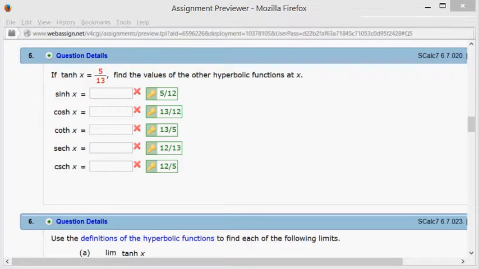Alright, let's look at homework 6.7, problem number 5. Right, so we have the value of the hyperbolic tangent of x given, and we have to find the other 5 hyperbolic function values. Right, so let's do that.